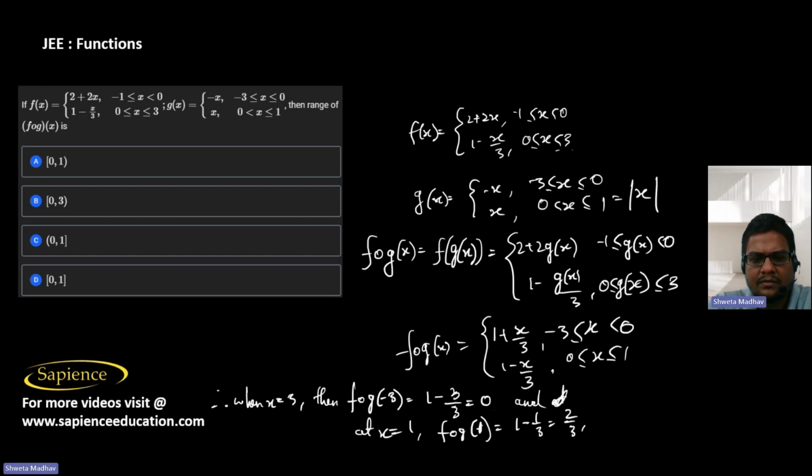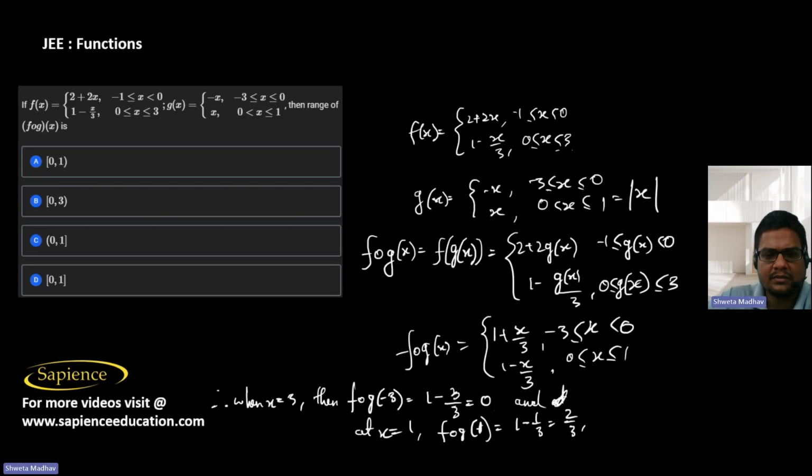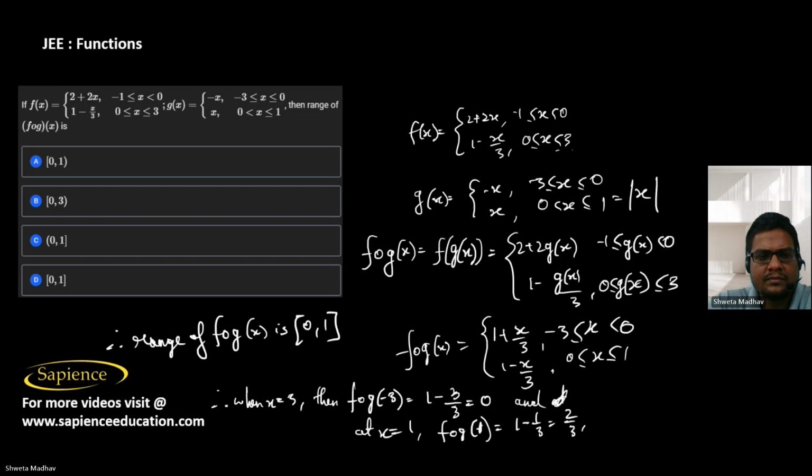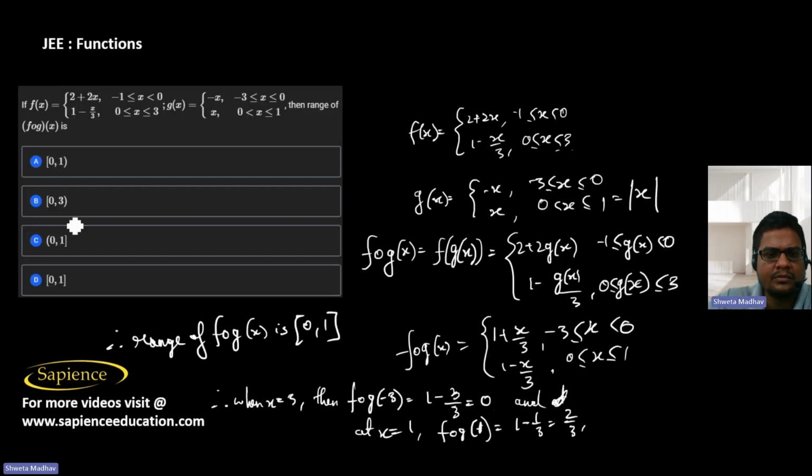At x equal to 0, it is 1. At x equal to 1, it is 2 by 3. So at x equal to 0, it will have the maximum value. So therefore the range is from 0 to 1. Therefore the range of the function f of g of x is from 0 to 1. So option D is the correct answer.